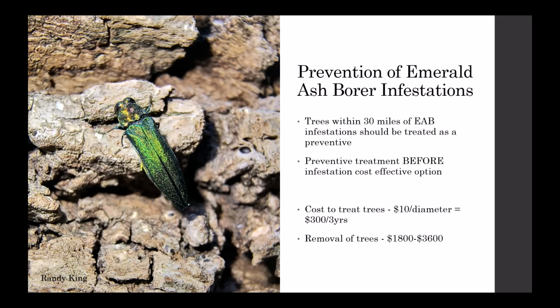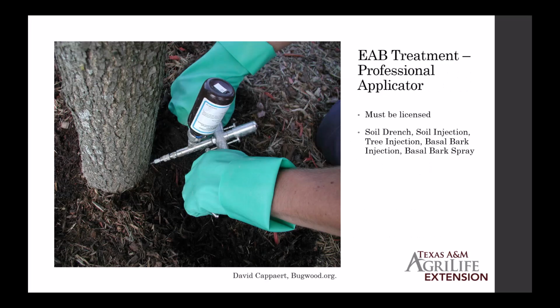Contact your local Texas A&M Forest Service or Texas A&M AgriLife Extension Service for information on where emerald ash borer infestations may be in your county to determine if you are within the 30-mile range. You can also contact a professional to treat your trees if you desire. They must be a licensed pest management professional.